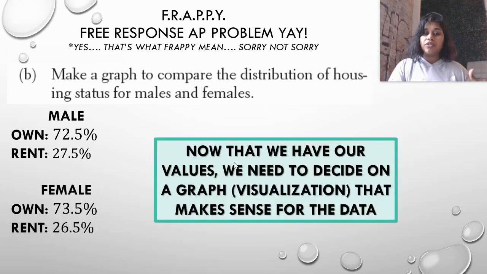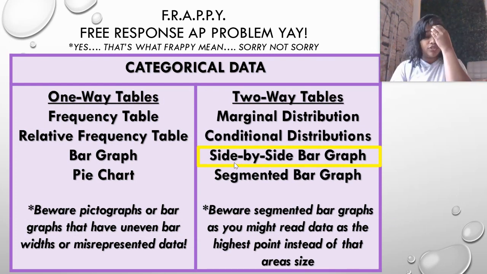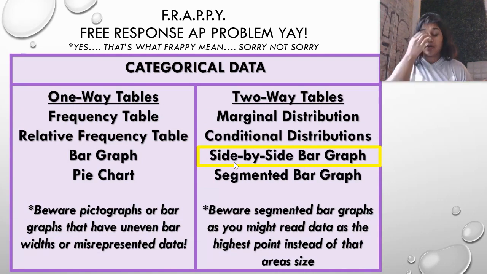So now that we have all of our values, we have to decide on a visualization. Just as a recap, categorical data has visualizations like this. Today, we're going to use the side-by-side bar graph because we have a two-way table. You could have done a segmented bar graph as well, but beware, as you might read data at the highest point instead of the size of that area. So reading a segmented bar graph can sometimes get a little chaotic. Be careful when you see problems like that. Quantitative data tends to be displayed as dot plots, stem plots, and histograms, but again, we're dealing with categorical data and a two-way table, so we're going to do a side-by-side bar graph.